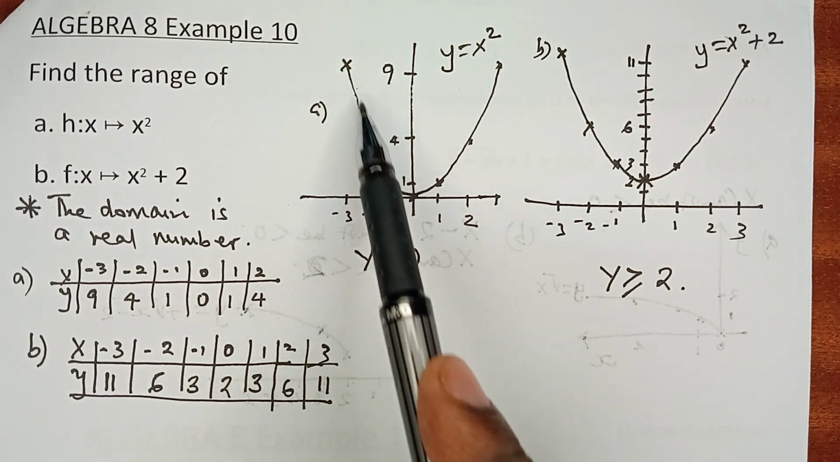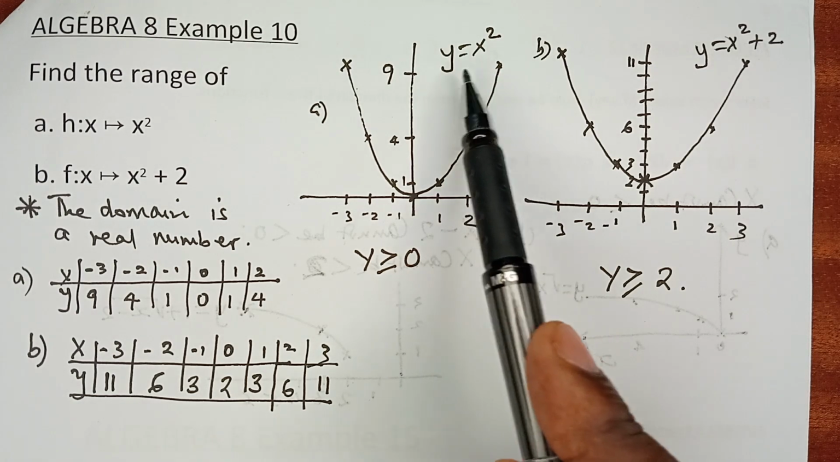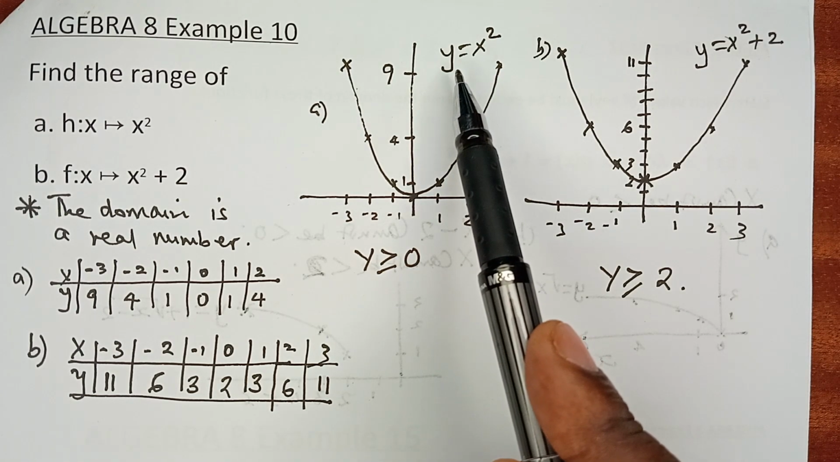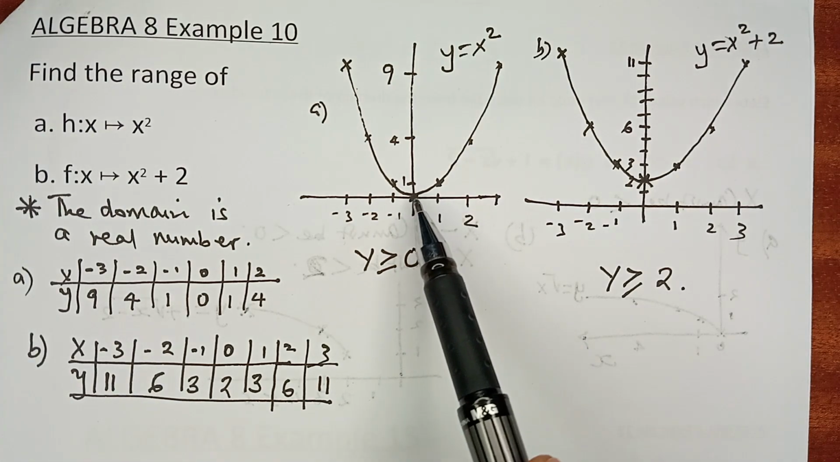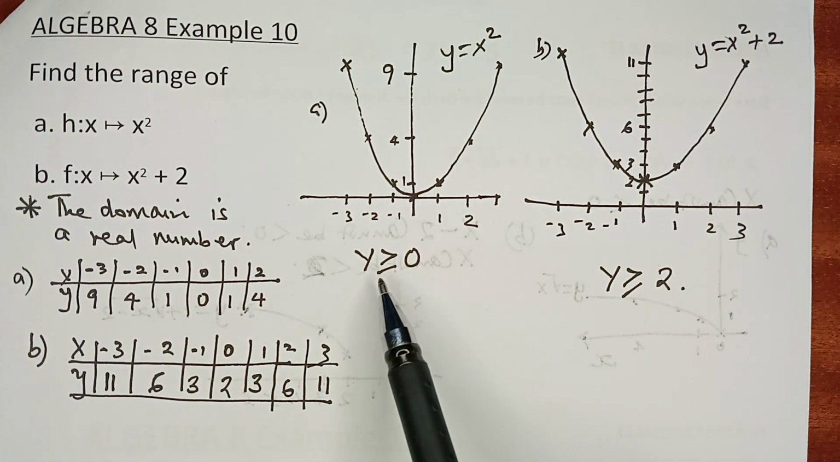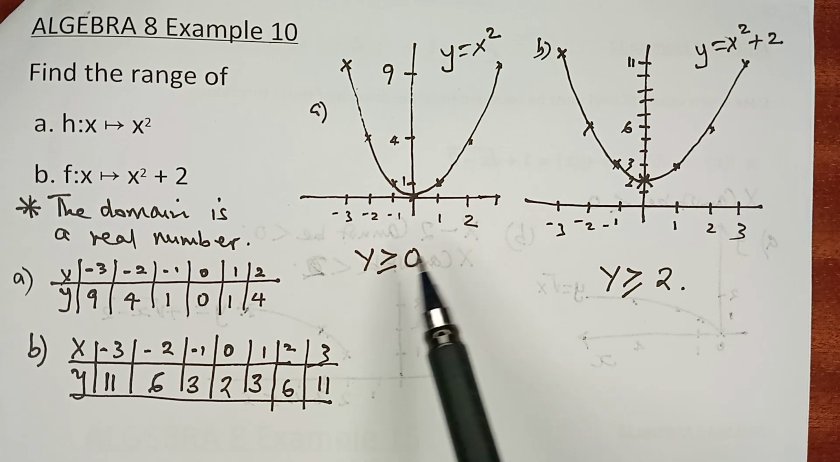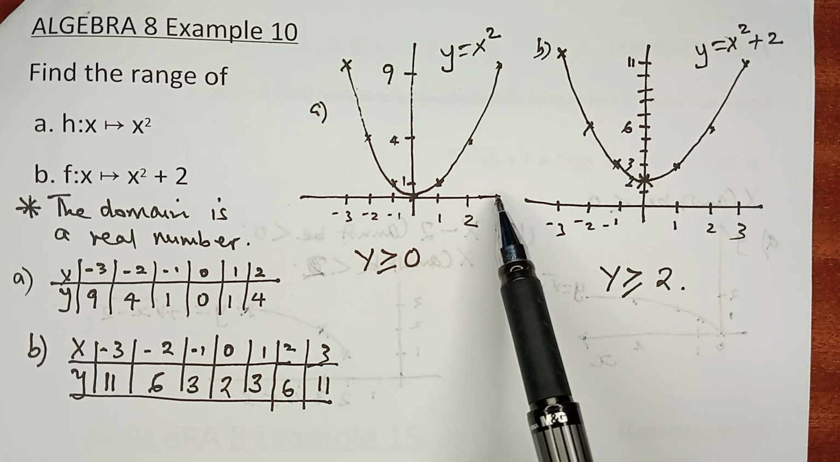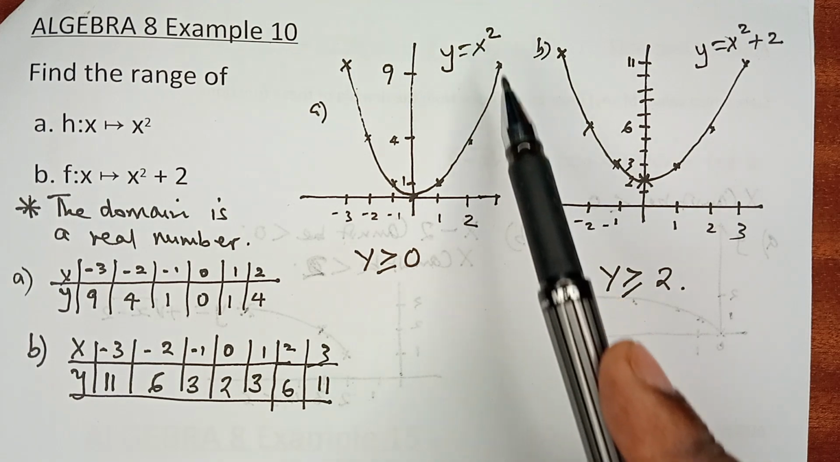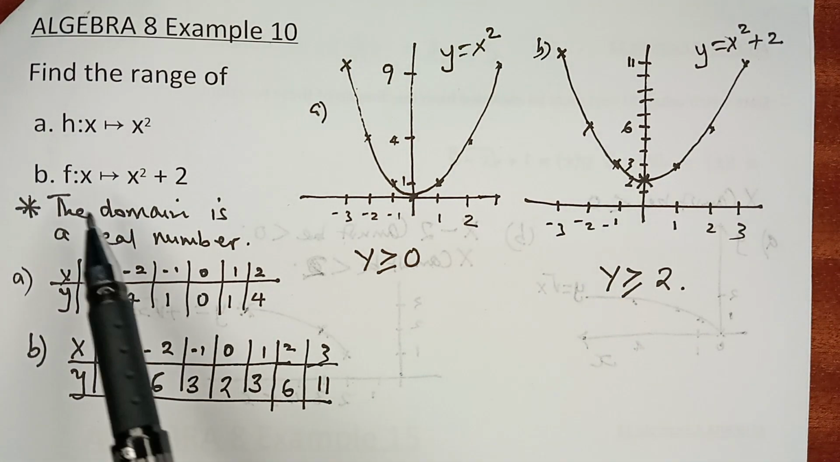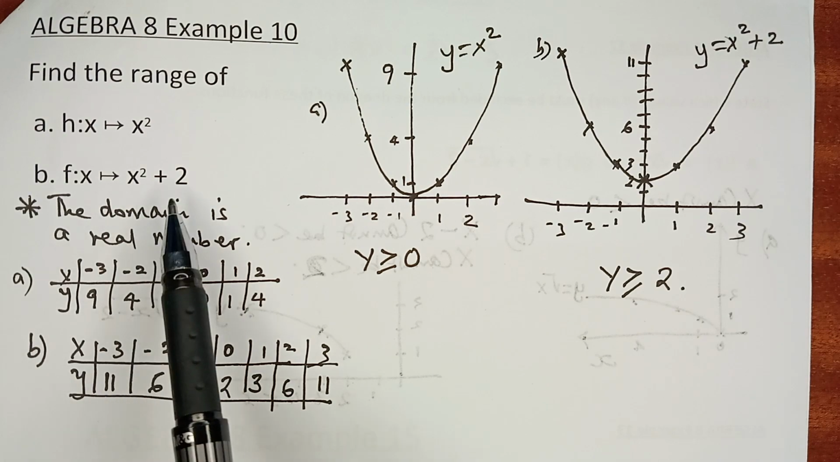And the graph is as you see it. In other words, it is the graph of y equals x squared. And the range now, to answer the question, what are the values of y? The range is y is greater than or equal to 0, because the values of y start from 0 upwards. Let's now come to part B of the question. In part B, the function is x squared plus 2, meaning that upon x squared, add 2.